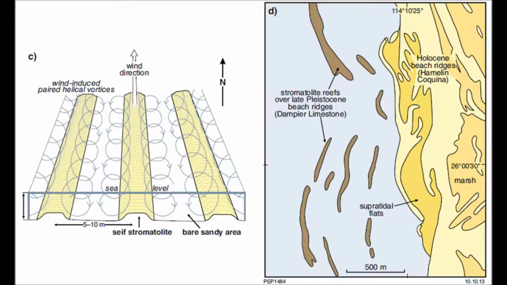In the image on the right, it shows old Pleistocene beach ridges, so ridges that formed about 120,000 years ago, and those form topographic highs. Stromatolite building microbial communities like to grow on hard topographic highs because that gets them a little bit off of the seafloor, that keeps them out of the sand that moves around with the water.